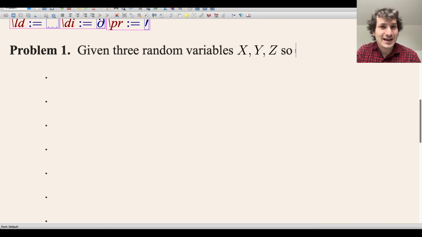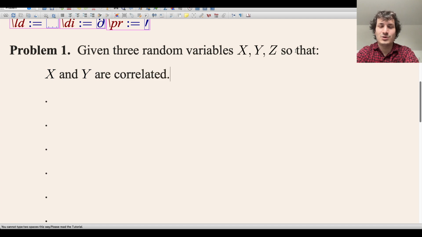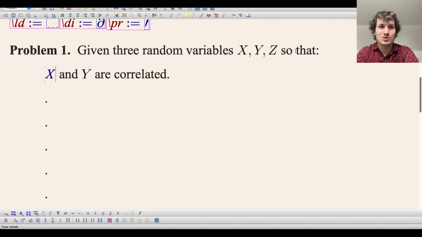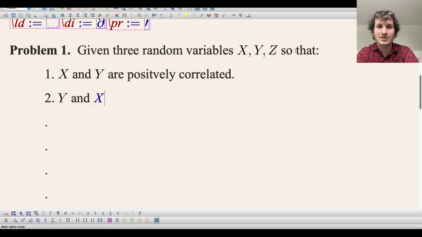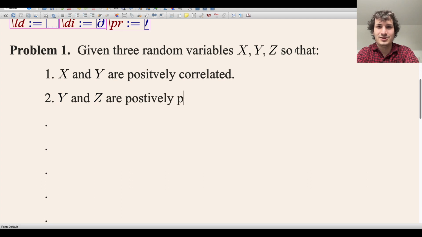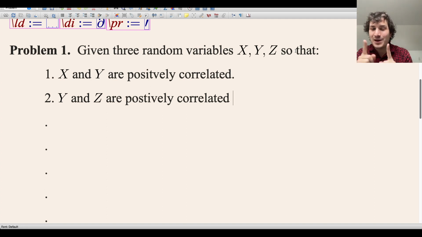Given three random variables x, y, z, they're going to have some conditions. They have these three properties. Let's call these properties 1, 2. 1, x and y are correlated. Maybe to be extra specific, they're positively correlated. And 2, y and z are positively correlated. So x and y are correlated. If you calculate the correlation, it's a positive number. They go together, right? Y and z are also positively correlated. They go together.